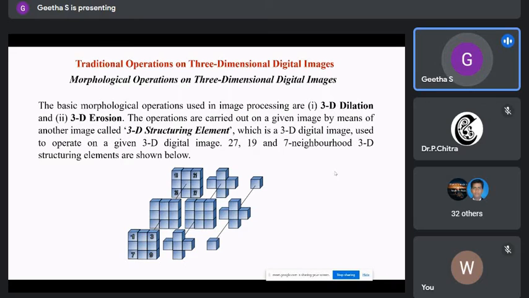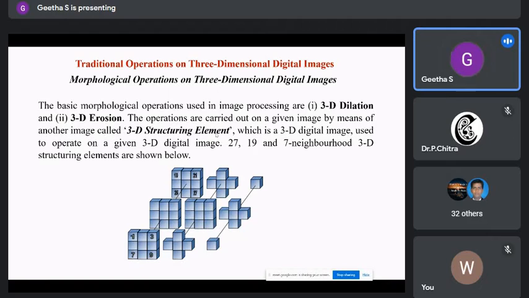So next one, morphological operation on 3D. How will you apply it to 3D digital images? The morphological operations used in image processing, we use only two: one is 3D dilation and the other one is 3D erosion. The operations are carried out on a given image by means of another image called the 3D structuring element.